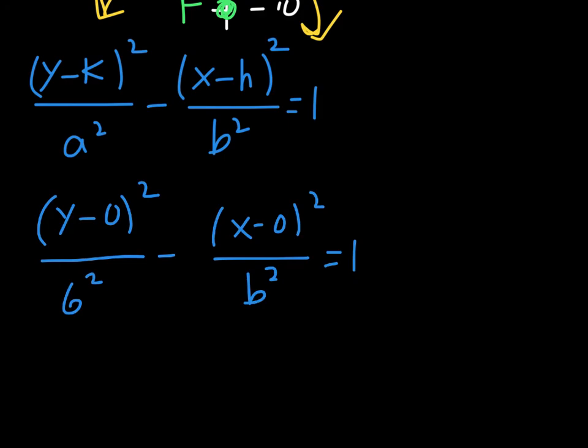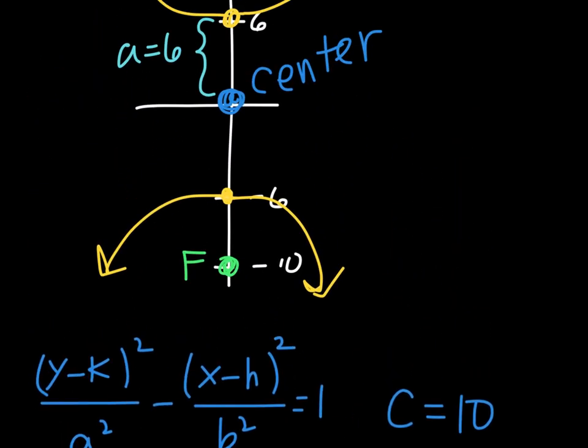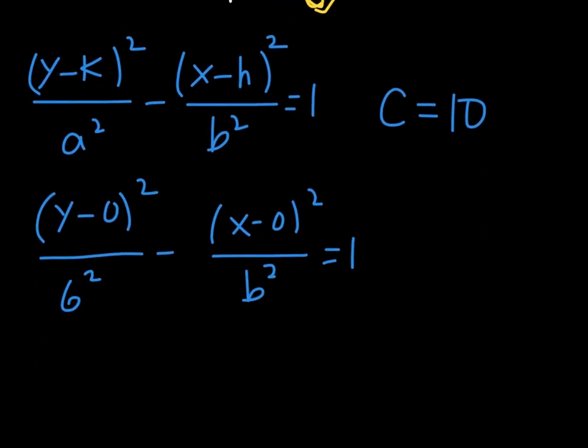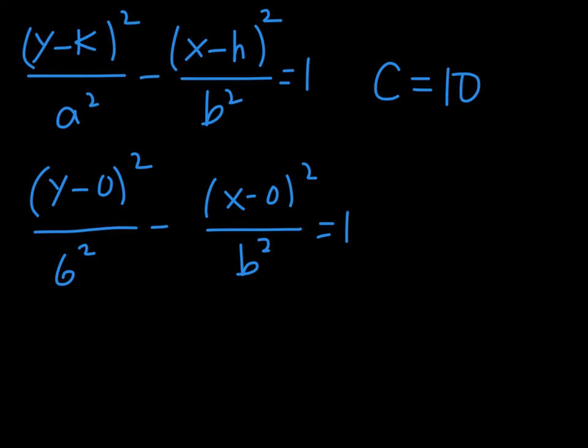Do you know what c is? c was given to you. c is the distance from your center to your foci, but the distance from your center to your foci is 10 units, isn't it? Look at the picture. The distance from this center to this focus is 10 units. So c must be 10, right? This distance right there, c must be 10. So they gave us c. Really they gave us a as well. So what's missing is b in order to finish this off.